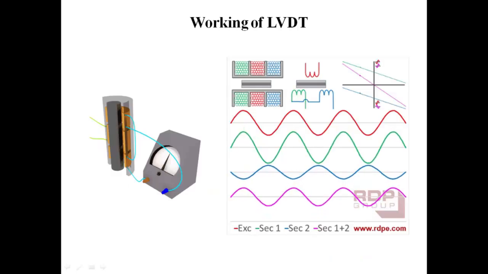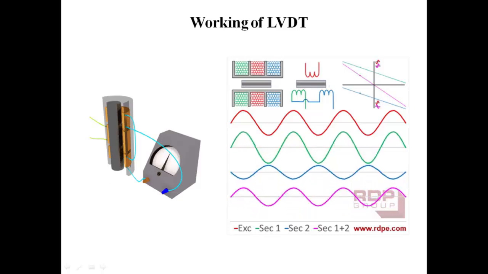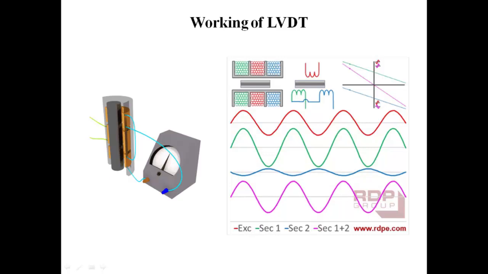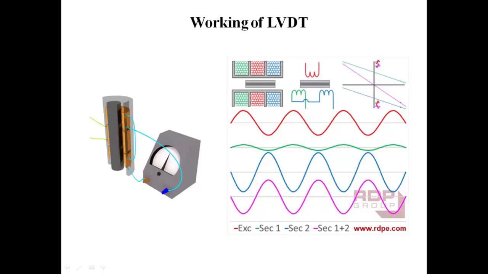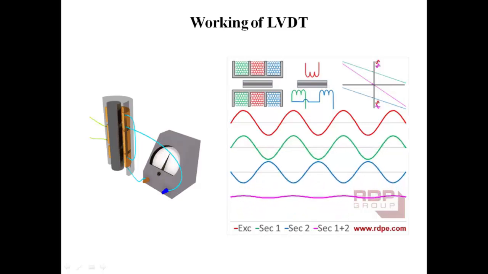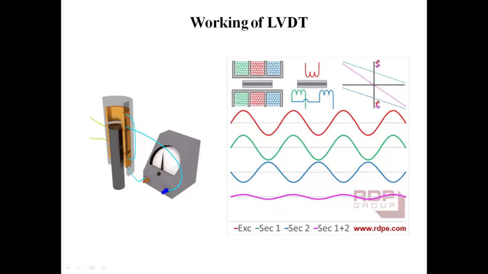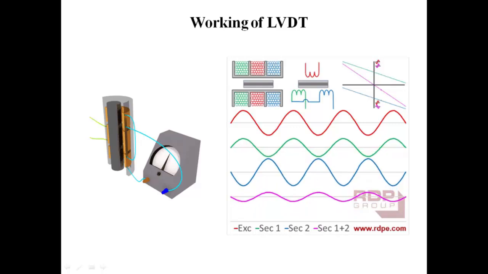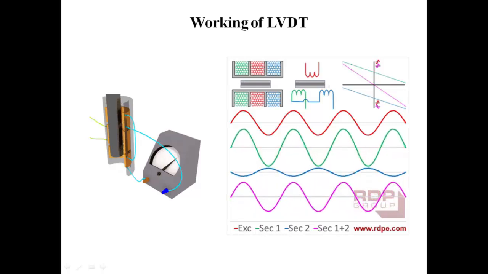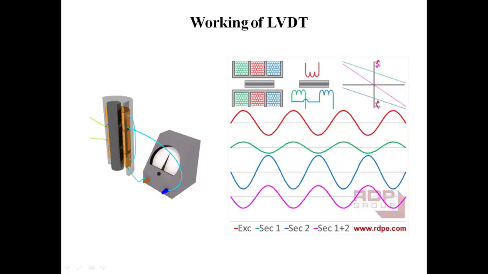Okay, now in this figure, the figure on the right hand side is showing you that as the core is moving from center towards the right hand side, the blue becomes larger in magnitude and green becomes small. Now it's moving towards left, so green becomes large, and so correspondingly your output is changing. As there is movement taking place, you are getting a corresponding output voltage, right?